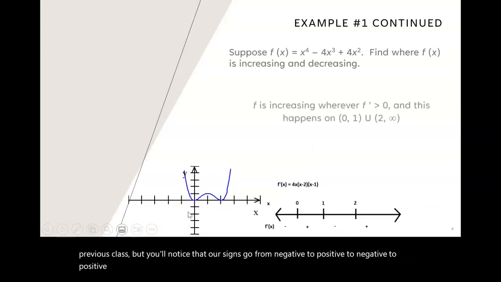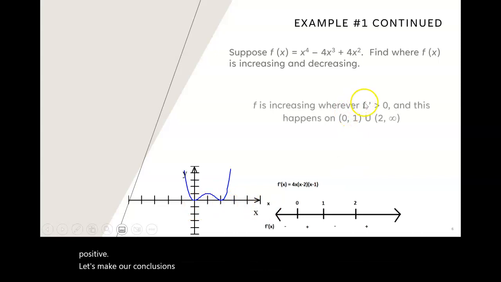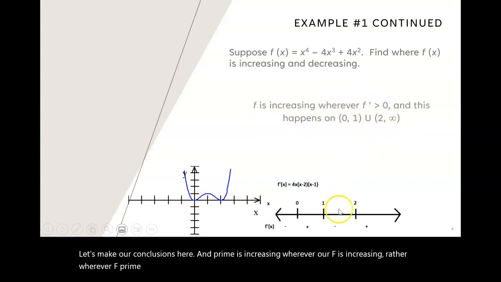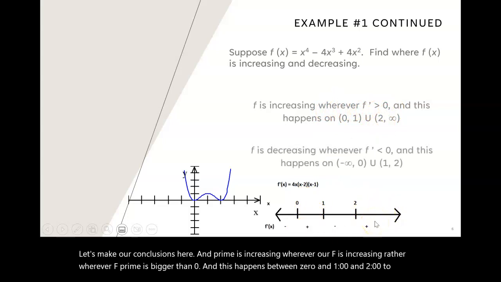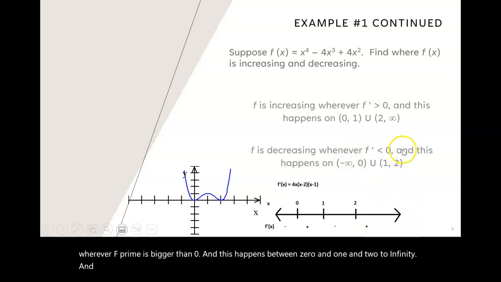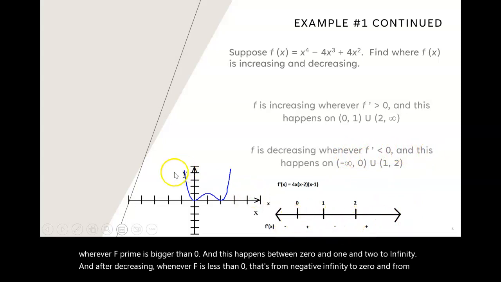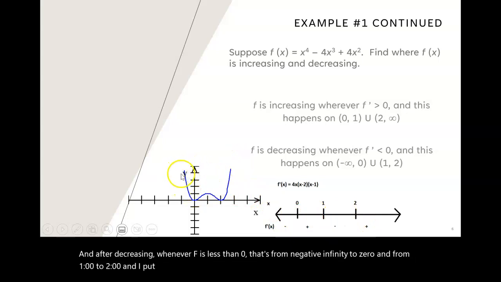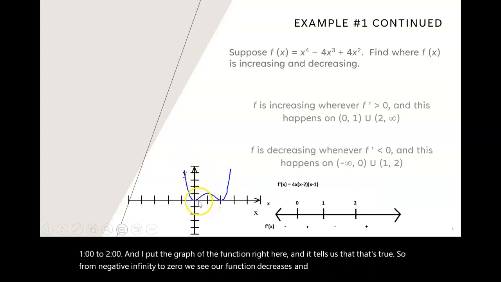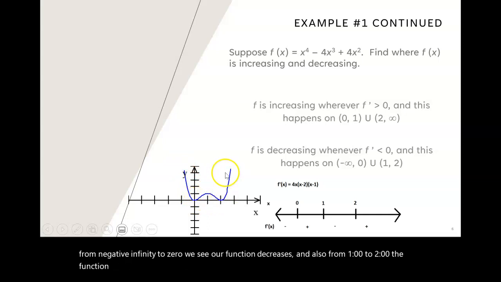Let's make our conclusions here. F is increasing wherever F prime is bigger than 0, and this happens between 0 and 1 and from 2 to infinity. And F is decreasing whenever F prime is less than 0. That's from -infinity to 0 and from 1 to 2. And I put the graph of the function right here, and it tells us that that's true. So from -infinity to 0, we see our function decreases, and also from 1 to 2. The function increases from 0 to 1 and from 2 to infinity.